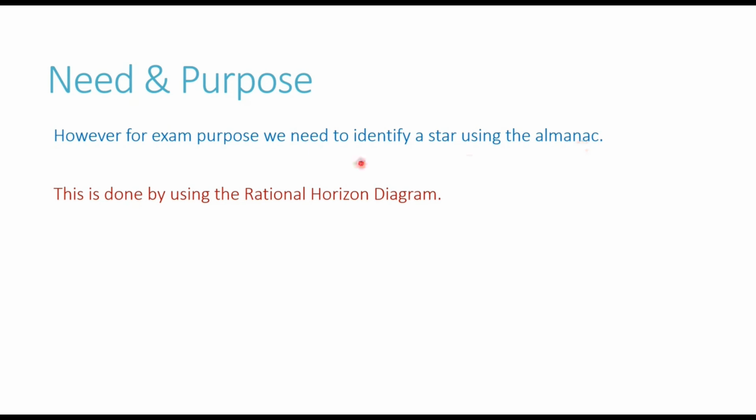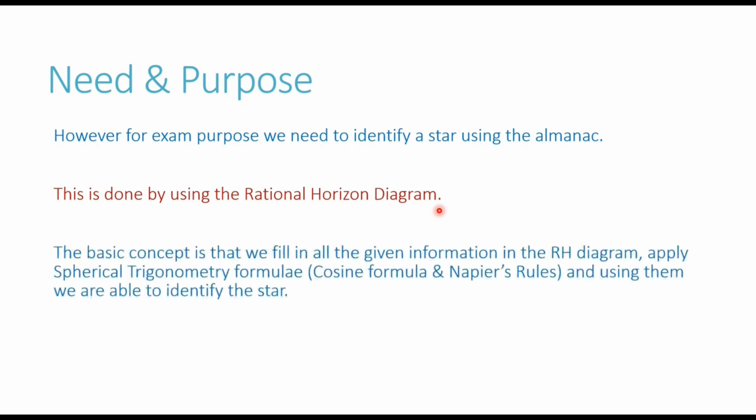This is done using the rational horizon diagram. So we use the rational horizon diagram, or the diagram of the celestial sphere made on the plane of the rational horizon, to solve these type of questions. Now, when we use the rational horizon diagram for identifying a star, the basic concept which is used is that we fill up all the given information to us. Whatever information is provided to us in the question, all that information is filled up in the rational horizon diagram.